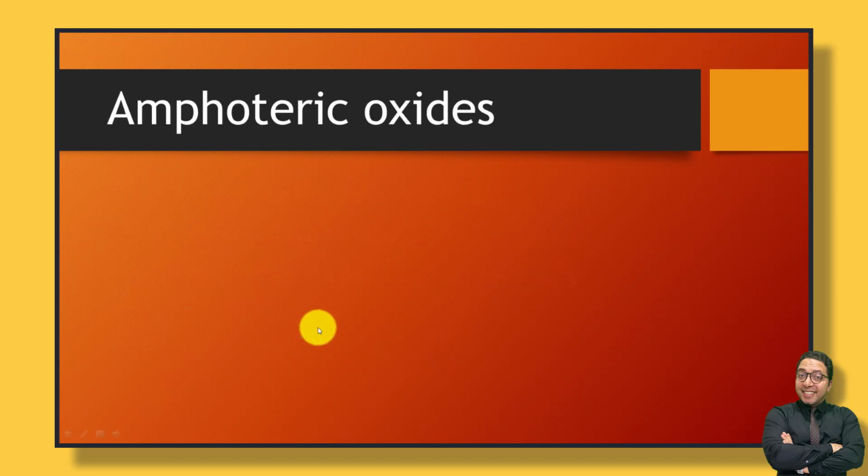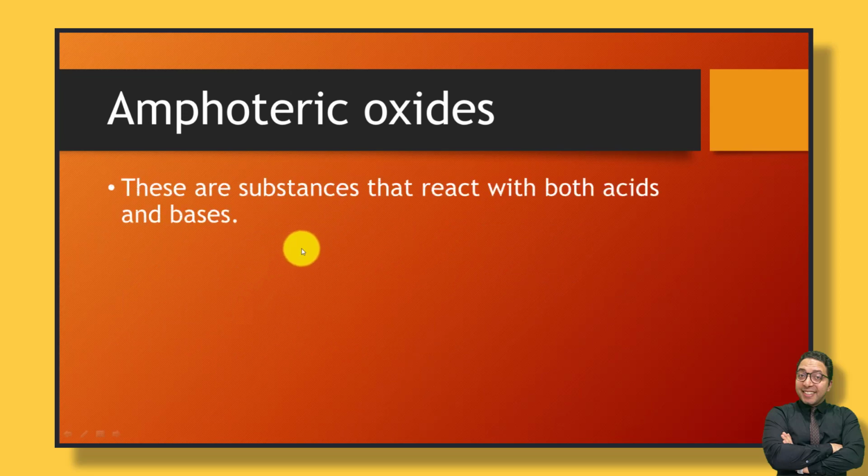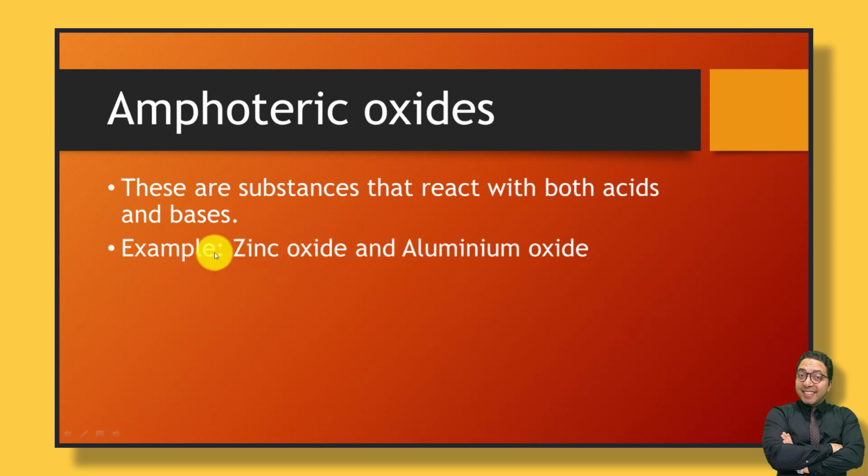Third type of oxide is amphoteric oxide. The amphoteric oxide is a substance that can react with both acids and bases. So here, this oxide can react and neutralize an acid, and it can neutralize a base. An example for that, we have zinc oxide and aluminum oxide. Both act as amphoteric oxides. Please take care, because this part comes in paper 2 in MCQs. They give you different types of oxides and they ask you, please pick the amphoteric oxide. So you mainly focus on aluminum oxide and zinc oxide.